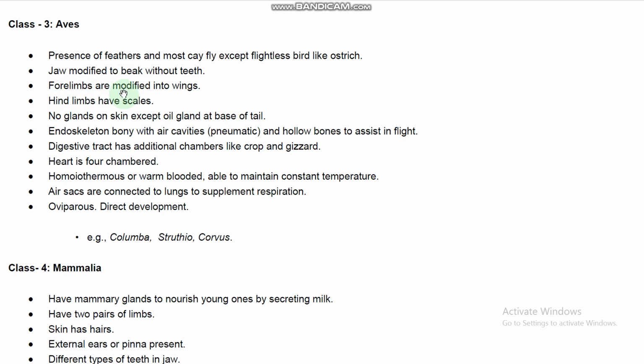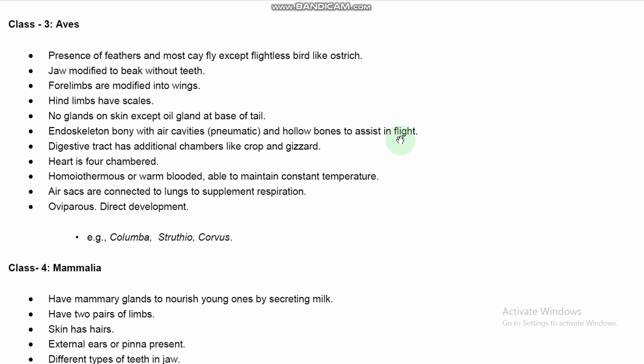So forelimbs are modified into wings. The forelimbs are modified into wings for the purpose of flying, and hind limbs have scales. So there is presence of scales in the region of hind limbs. There is no gland on the skin except the oil gland at the base of the tail. So the oil gland is present in the region of the tail, and the endoskeleton is bony and with air cavities.